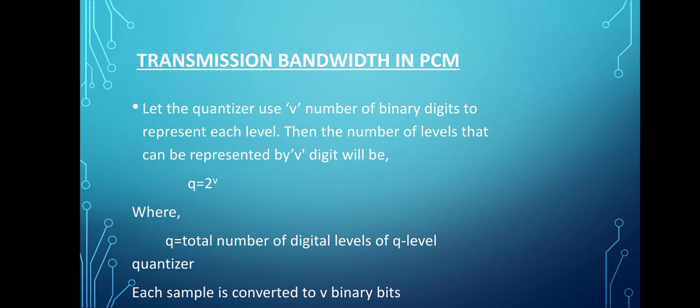Now we are going to see about transmission bandwidth in PCM. We all know the quantization level. Now we are going to find the quantization level from the binary digits. There is a formula for that. Q is equal to 2^v, where v is the number of binary digits and Q is the quantization level.